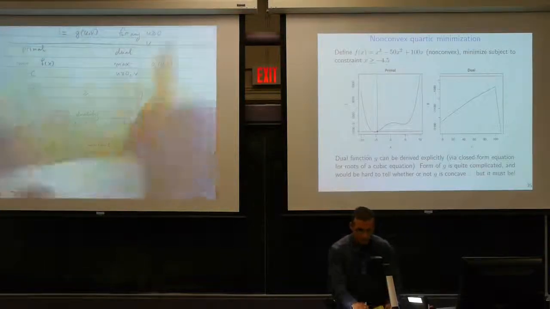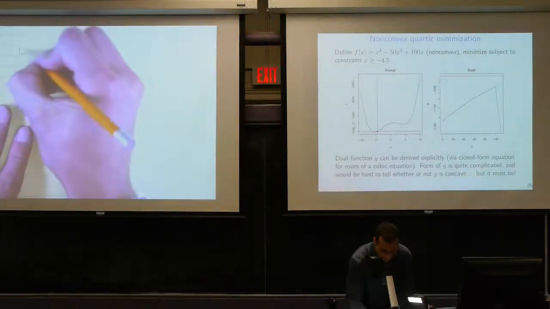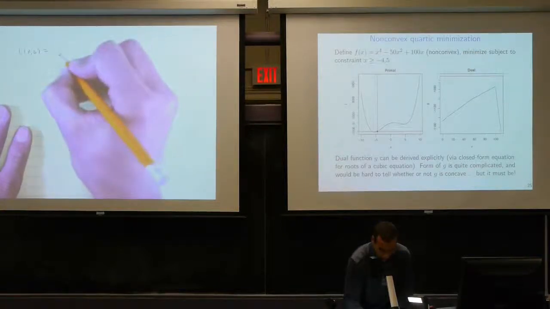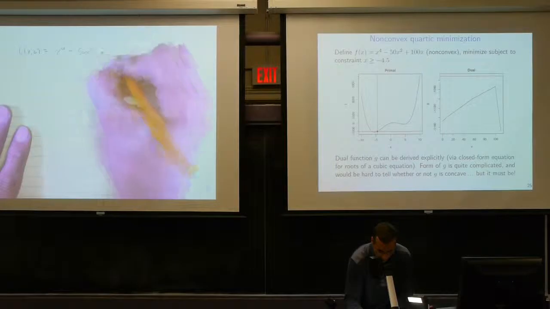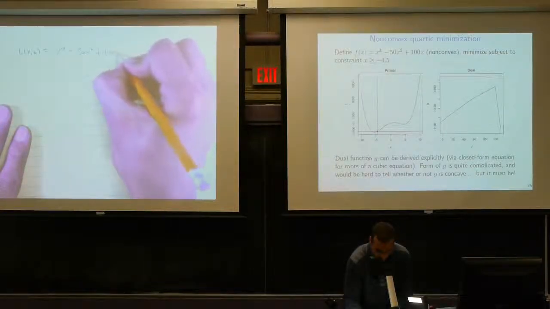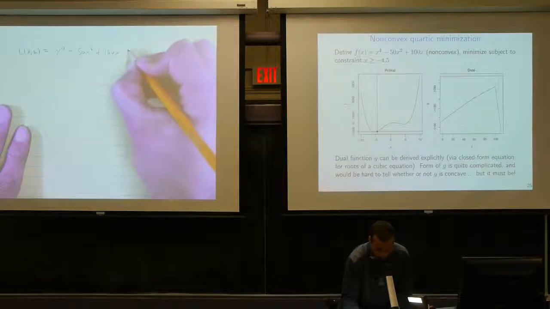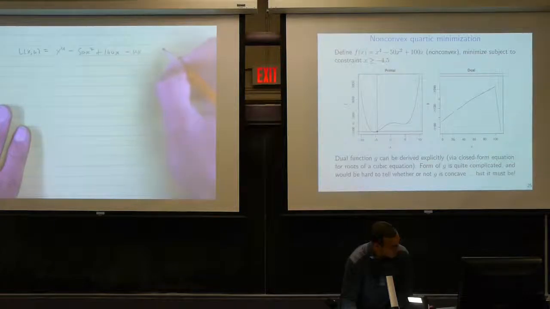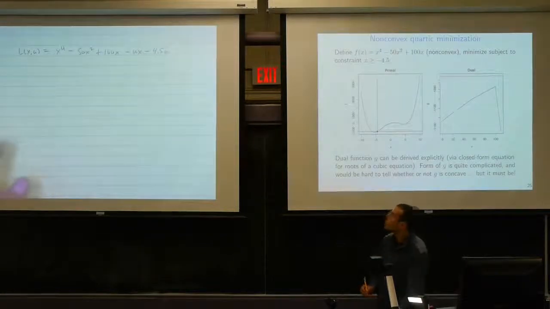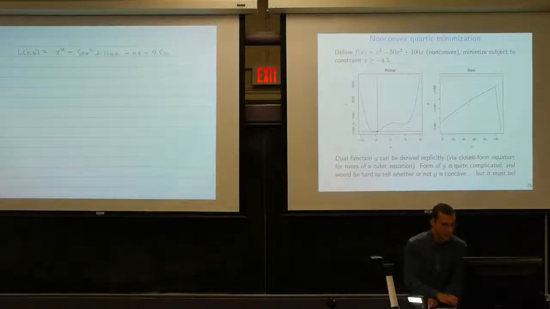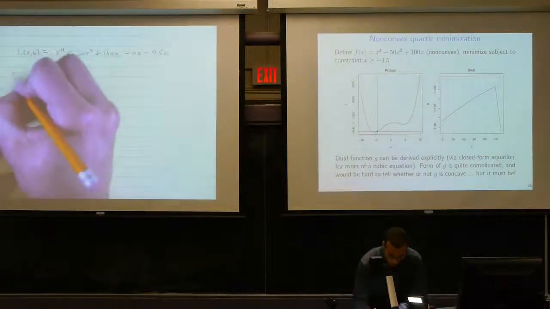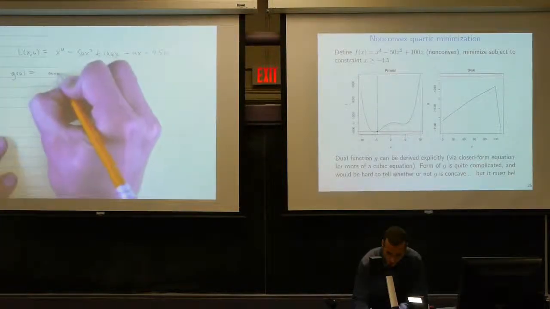Right? So if I add this constraint, if I form the Lagrangian, L of x,u is x to the fourth minus 50x squared plus 100x. Then it's going to be minus ux minus 4.5u. Right? That just comes from adding u times minus x minus 4.5. And now to form the Lagrange dual function, I have to minimize this over all x.